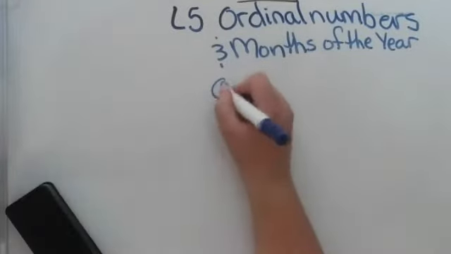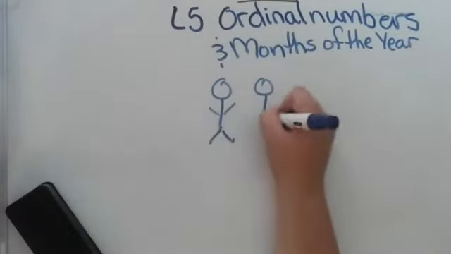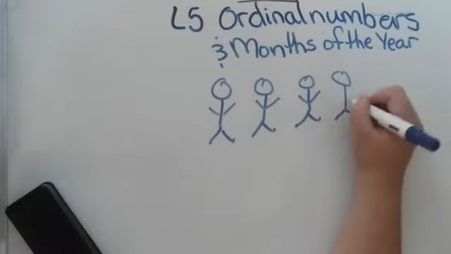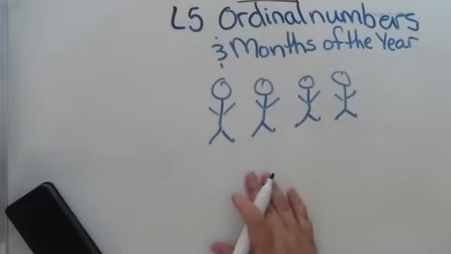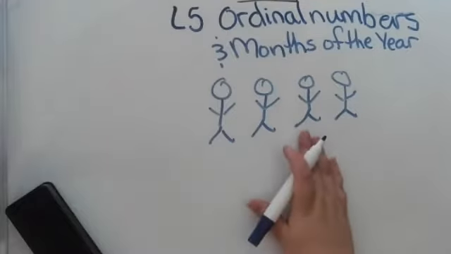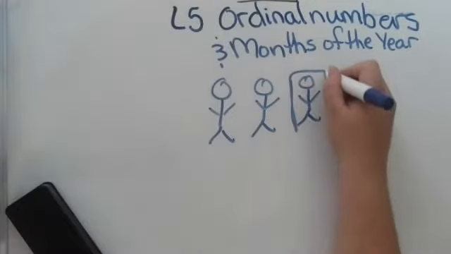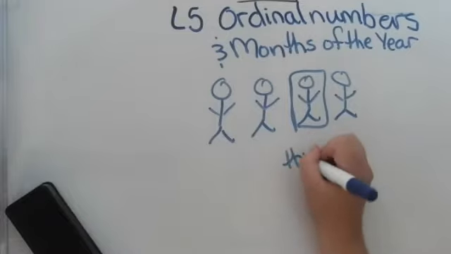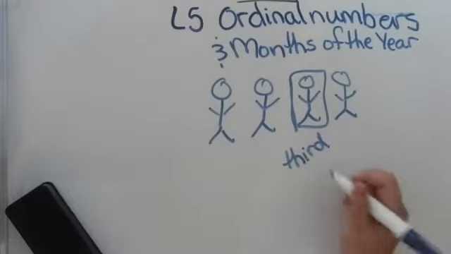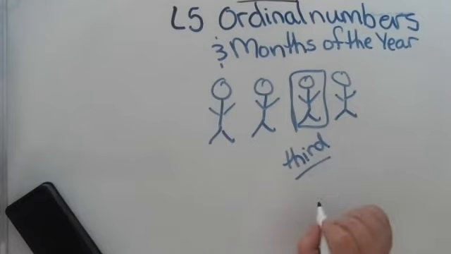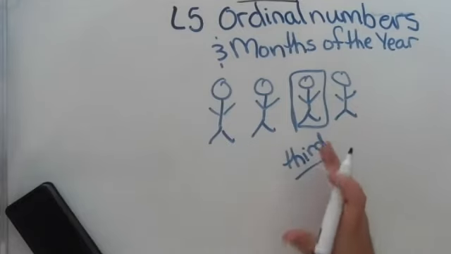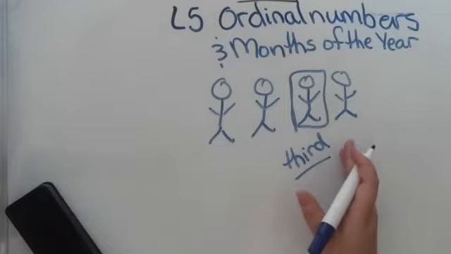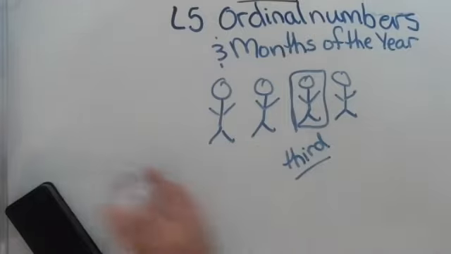So for example, if I have people standing in line and I was counting these people, I would say 1, 2, 3. But if I was talking about these people, I would say the third. So I would say third person in line. This is an ordinal number. An ordinal number tells you the place of something. So first, second, third, fourth, on and on and on. Okay?